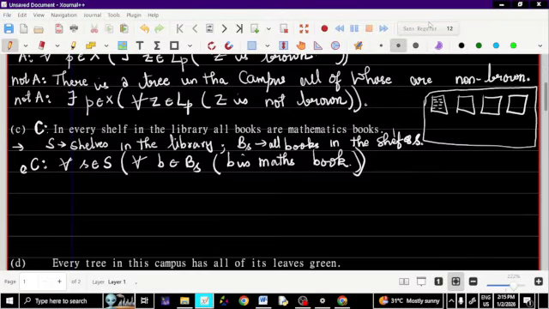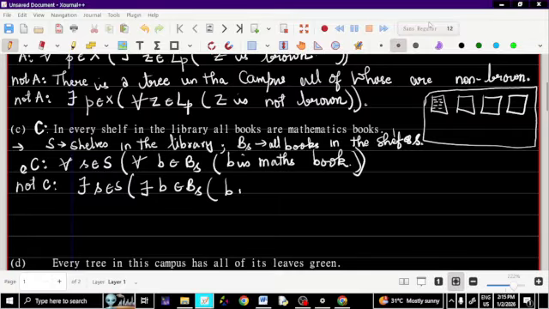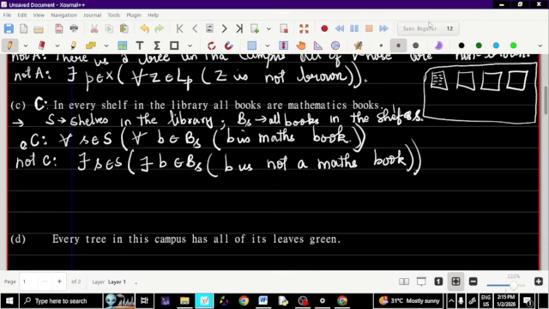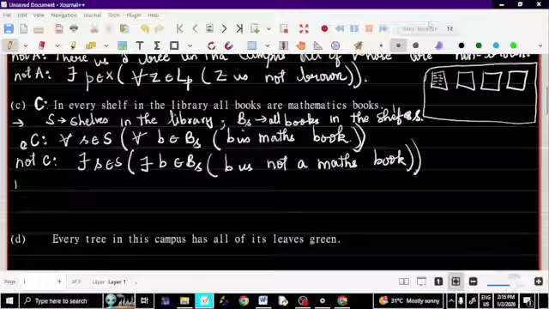What will be its negation? Not C using quantifiers. There exists s in S such that there exists b in Bs such that b is not a math book. Okay. And now we have to write the negation using plain English again.